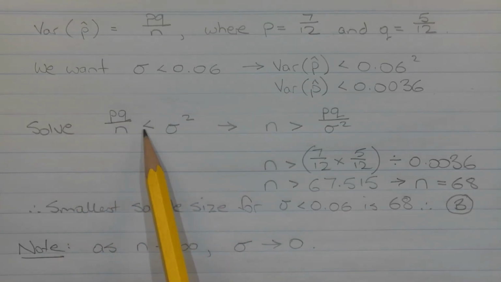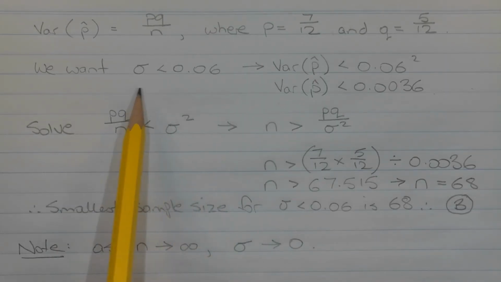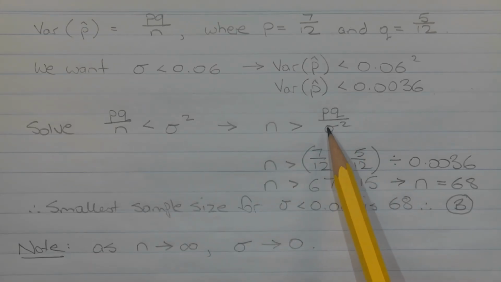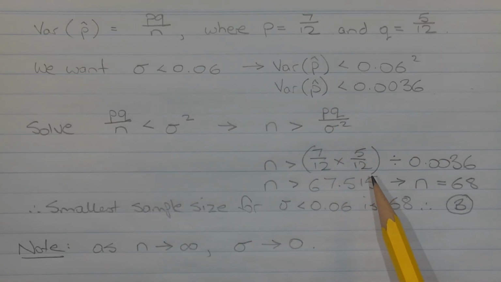So we want to solve this inequality here. PQ over N less than sigma squared, which represents the variance of the sample proportion. Rearranging this inequality to isolate N, we want N greater than PQ over sigma squared. Now P is 7/12, Q is 5/12, and sigma squared, or the variance, is 0.0036. So we want N, an integer N that is, greater than 7/12 times 5/12 in brackets divided by 0.0036. And evaluating the right hand side, we want an integer N greater than 67.515.